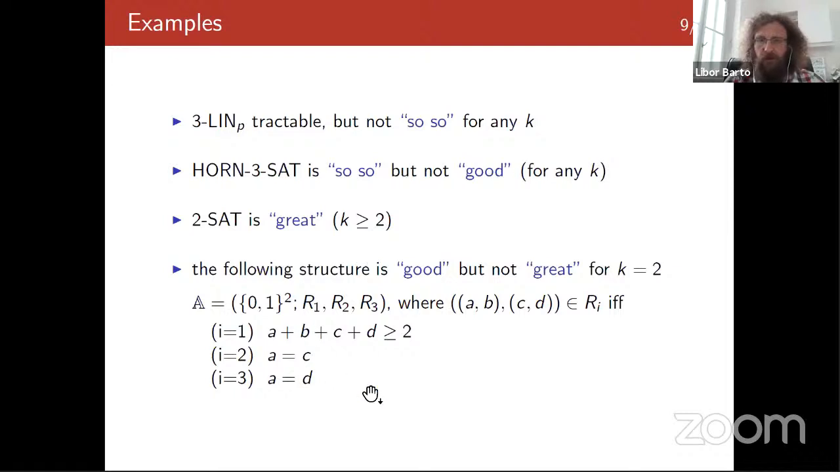This is some fragment of linear programming where one variable corresponds to two binary values, and you can ask these three constraints. So the interesting one is that the sum of the four values is at least 2. So this is an example where the level of consistency is exactly achieved. Right. Thank you very much.